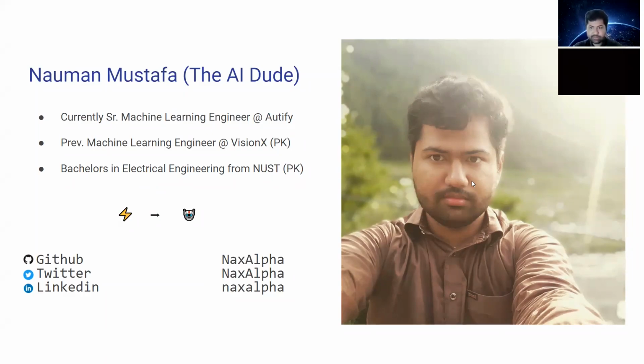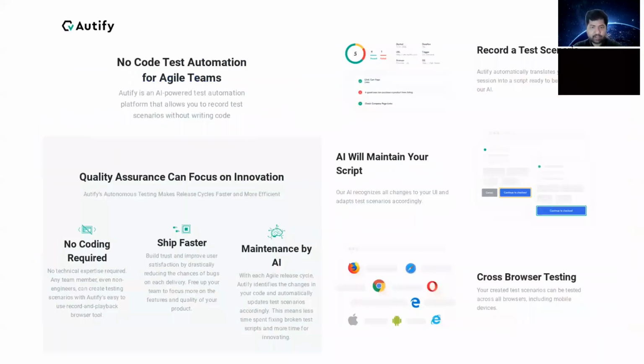Next, let me quickly introduce the company I'm currently working at. I'm working at Autify. What we do is automate the QA process, a major hurdle in software development, by letting users quickly record the tests and get those tests maintained by AI. This helps reduce a lot of effort on the QA teams.